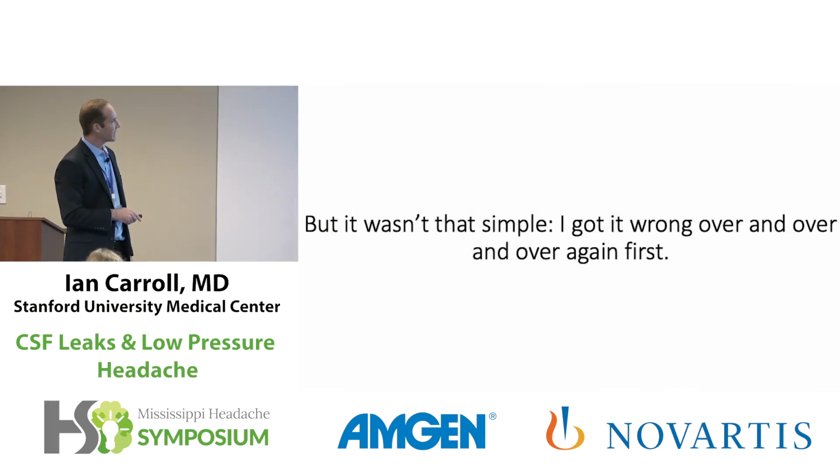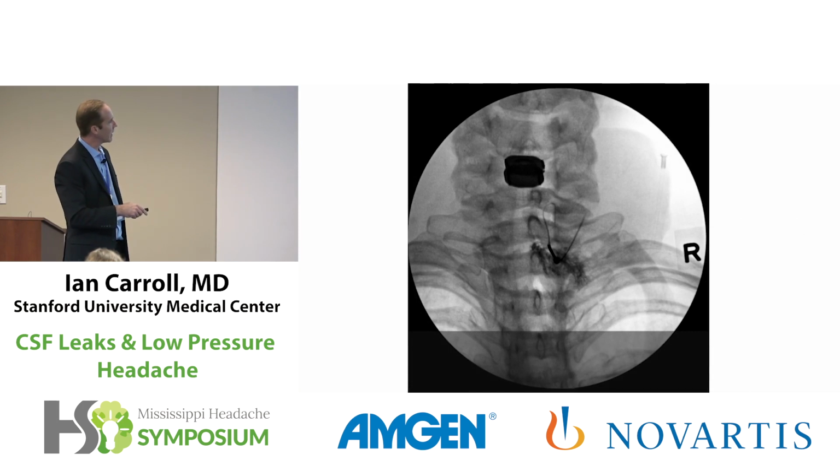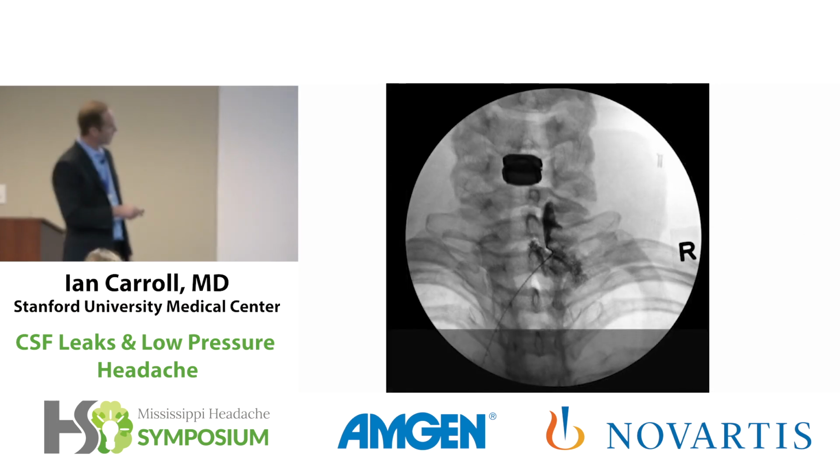So it wasn't all that simple because I got it wrong over and over again at first. I was distracted by the fusion in her neck. I was distracted by other levels in her spine. This is when I patched her in her thoracic spine. This is me trying to get some blood up by the fusion. There it is going in, a catheter I put into her epidural space beneath her surgery site.